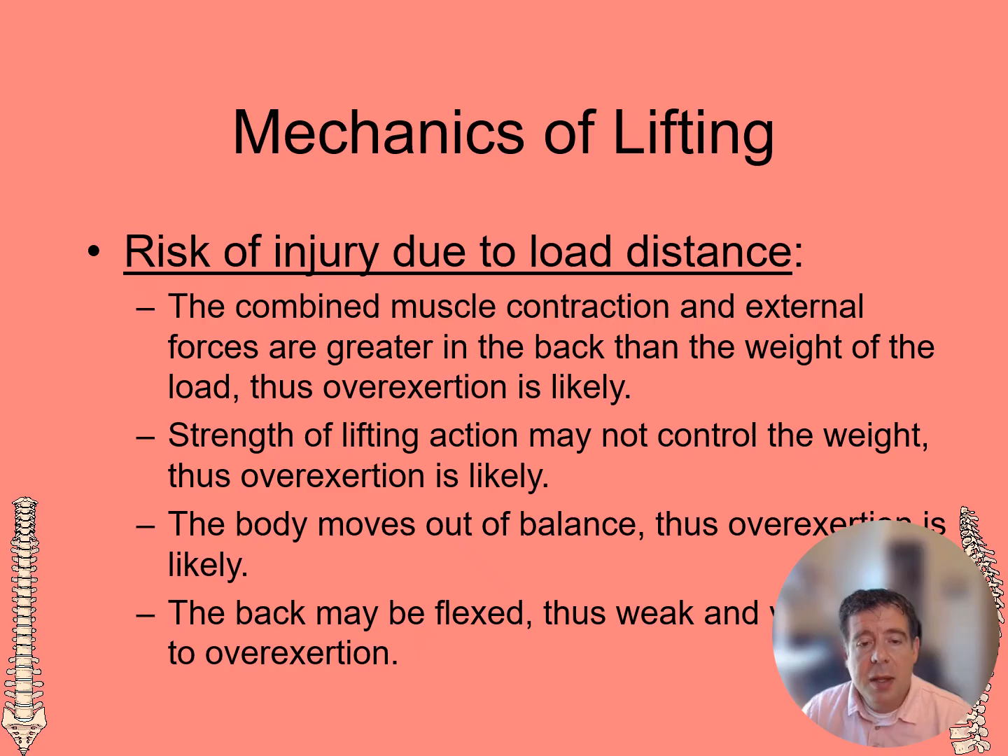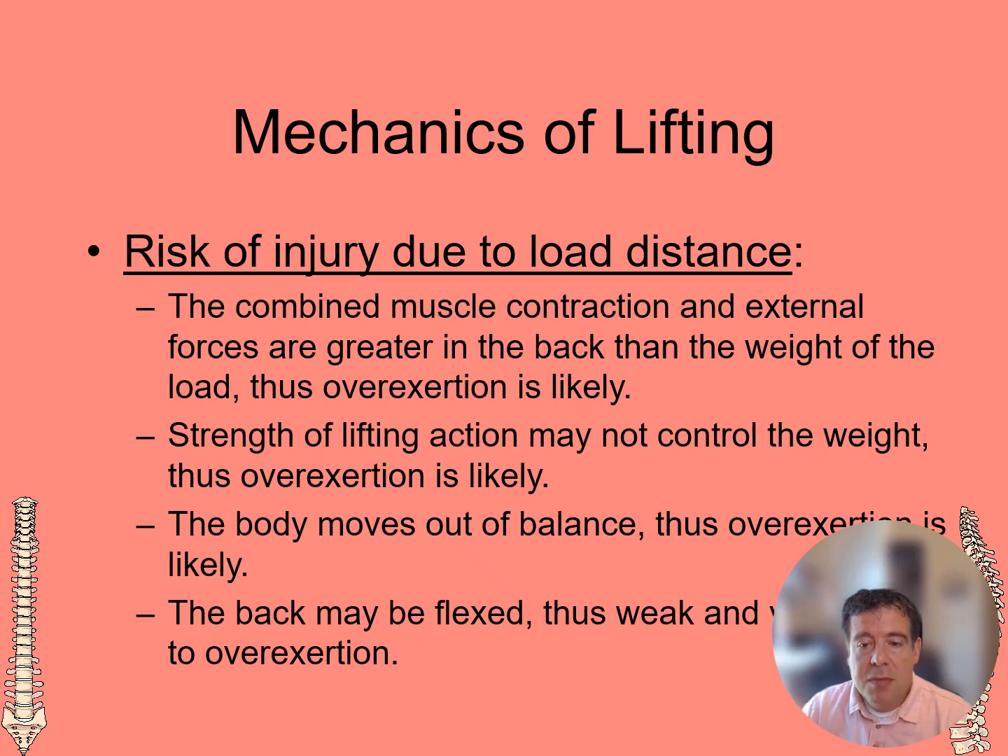One thing we're thinking about when we're talking about overexertion and the distance from the body, we also don't commonly think about we're also lifting half of our body. So when we bend down, even though we are lifting that 30-pound box, we're also lifting half our body weight, which is a lot more than that. So that combination of factors of external and muscle contraction all contribute to this overexertion.